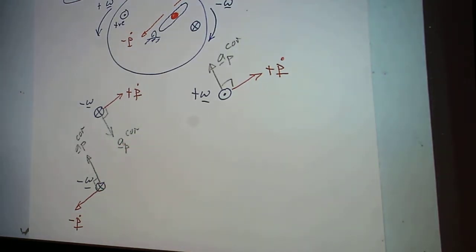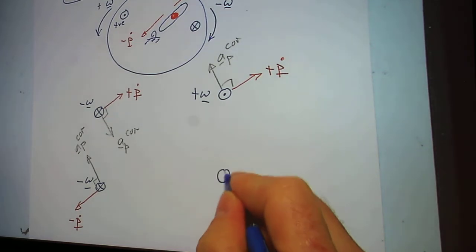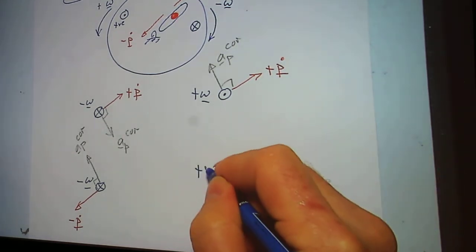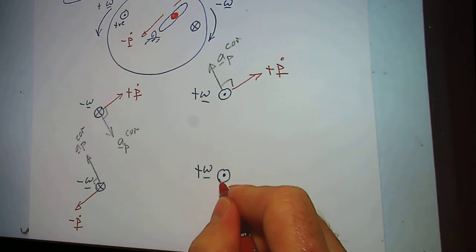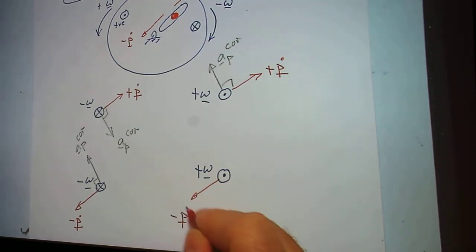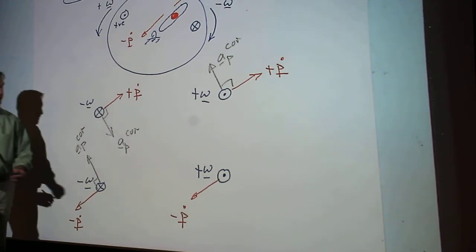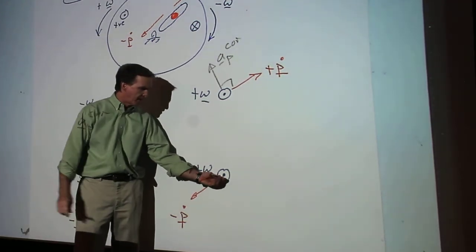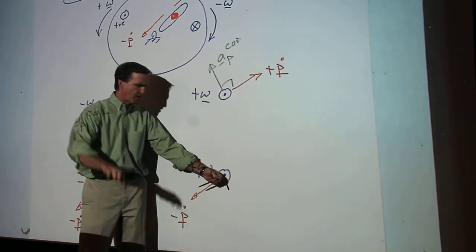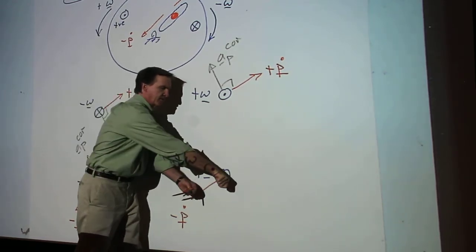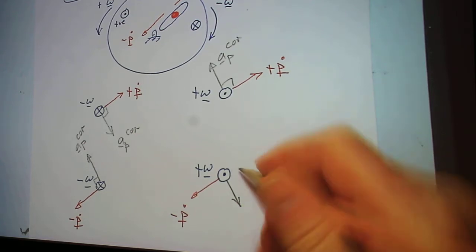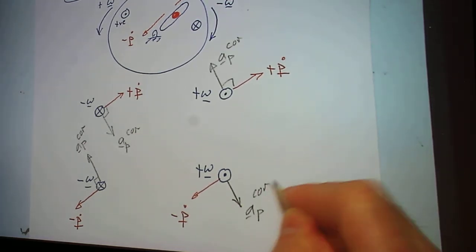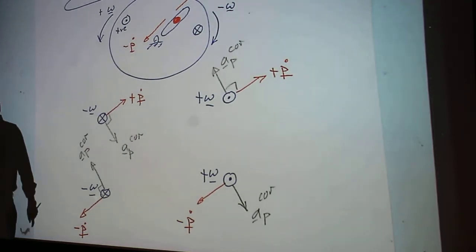So the last case here is looking at a positive omega and a negative P dot. So on this one here, if I get the pointy end coming out at me, and I get P dot like that, right-hand rule, if I cross this into here, my thumb is sticking down. So your Coriolis on that. All right? So that's important when we solve these problems. That's why I'm going over.